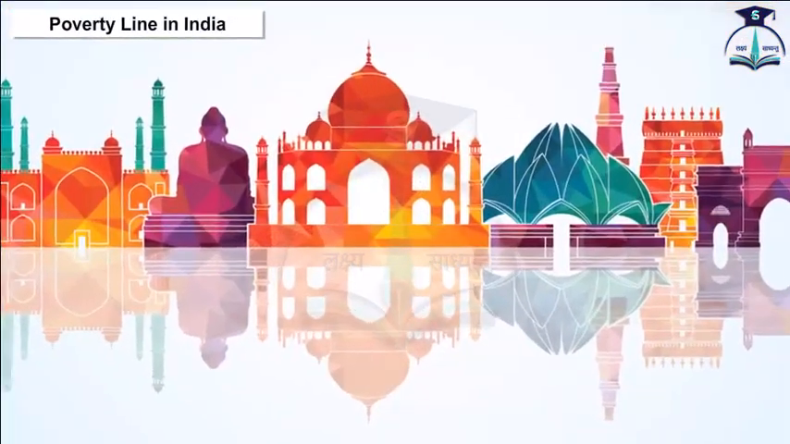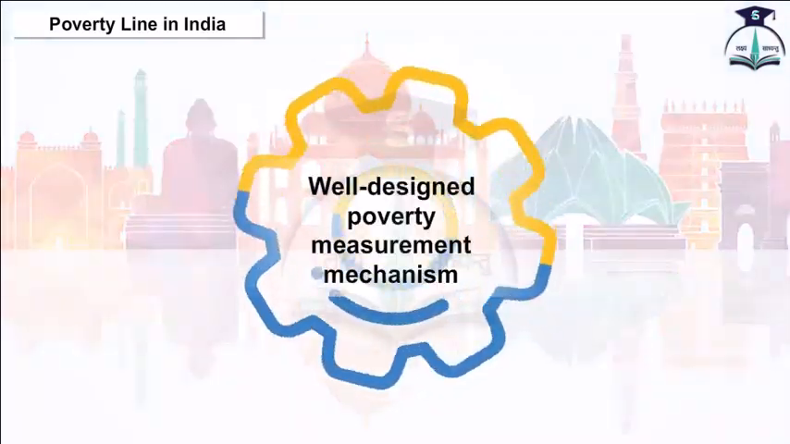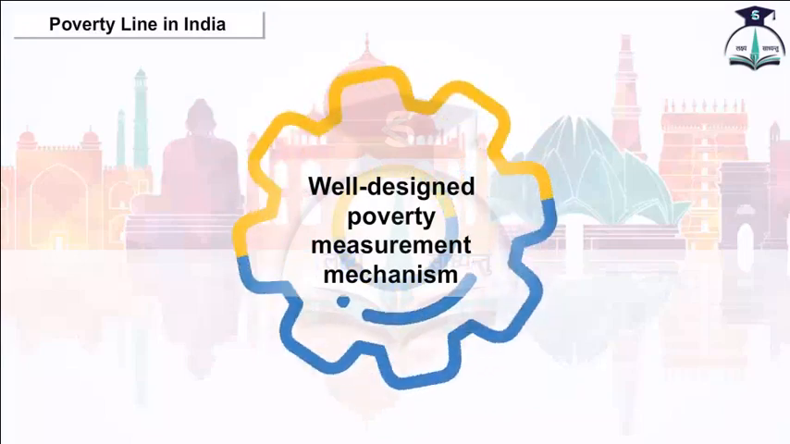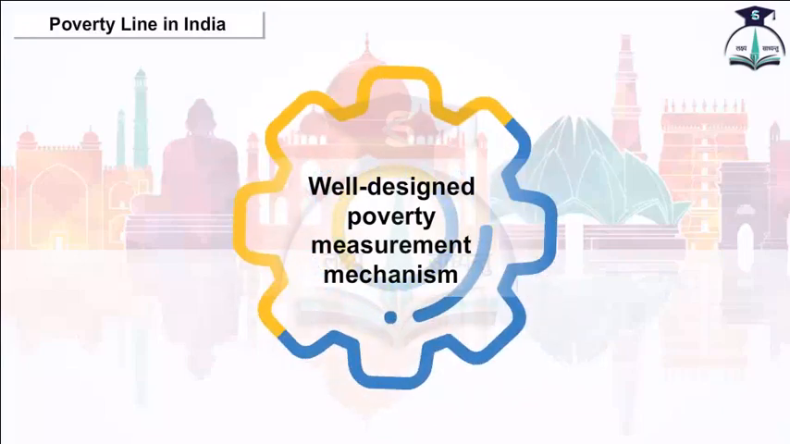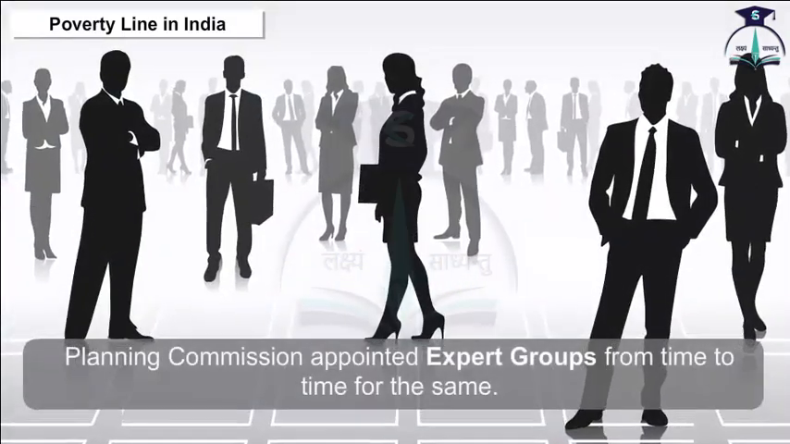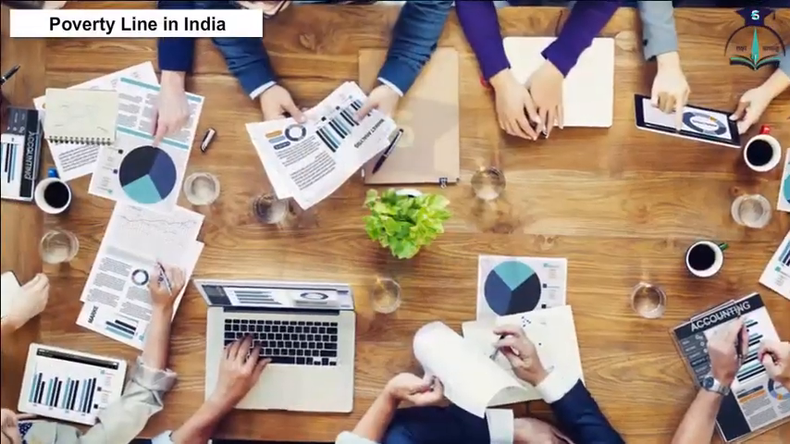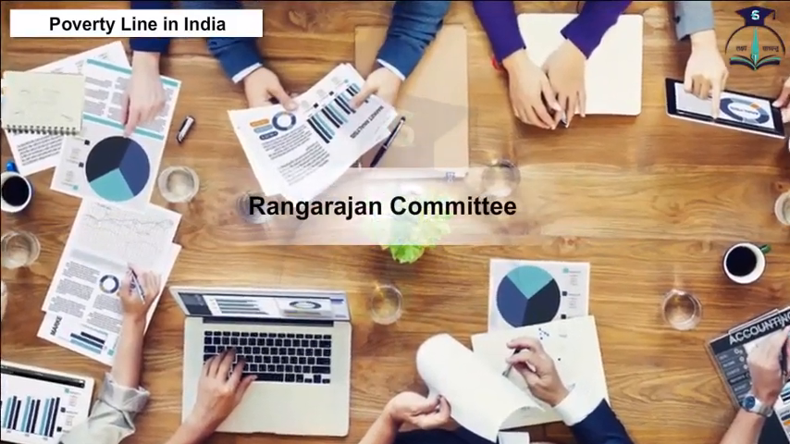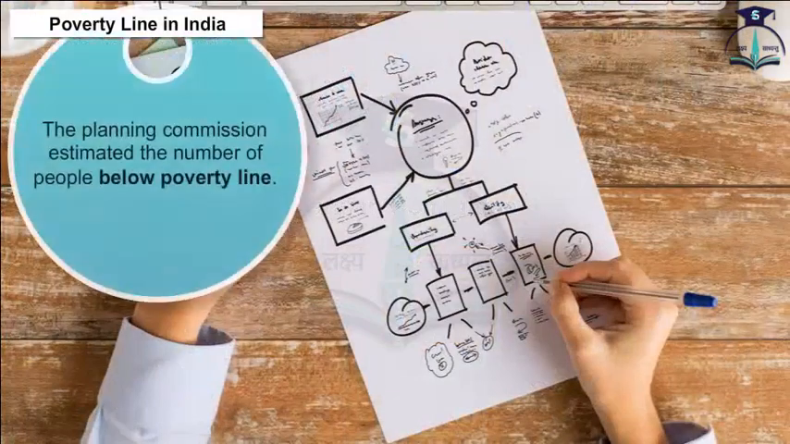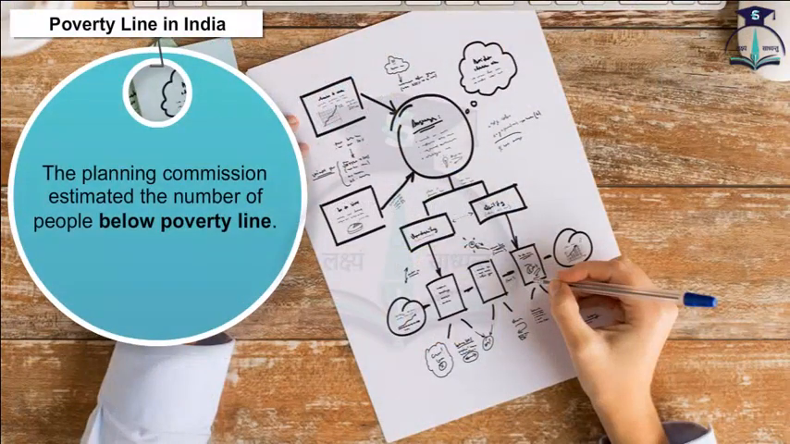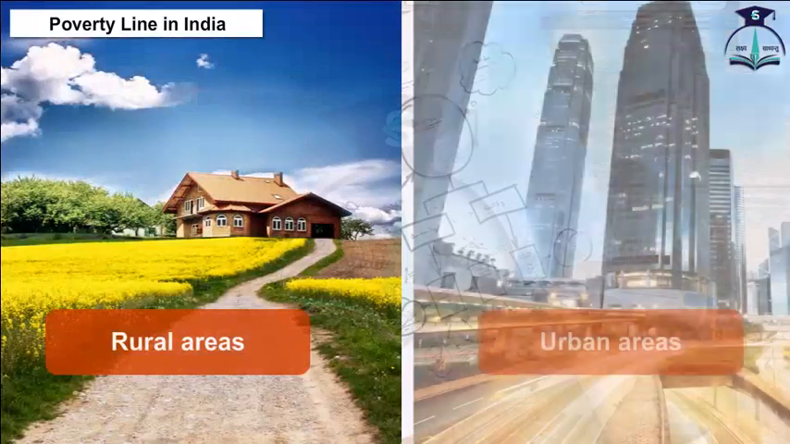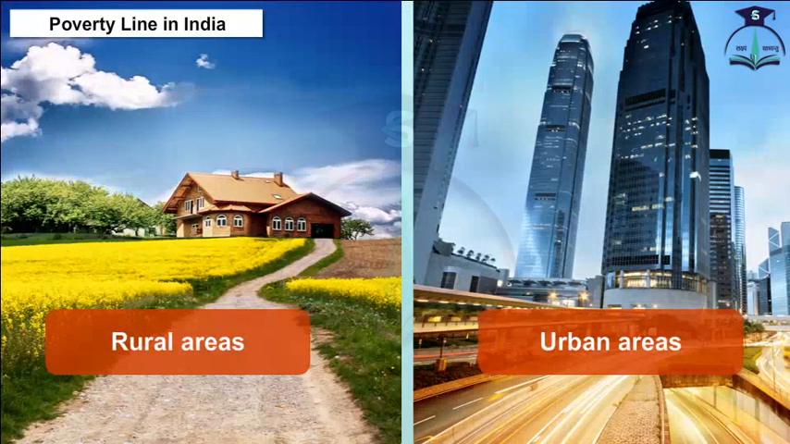Poverty line in India. India has a well-designed poverty measurement mechanism under the erstwhile Planning Commission. The Planning Commission appointed expert groups from time to time for the same. For example, the Rangarajan Committee was the latest among them. In general, the Planning Commission estimated the number of people below poverty line in states as well as the rural and urban areas based upon the prevailing poverty estimation methodology submitted by the expert groups.